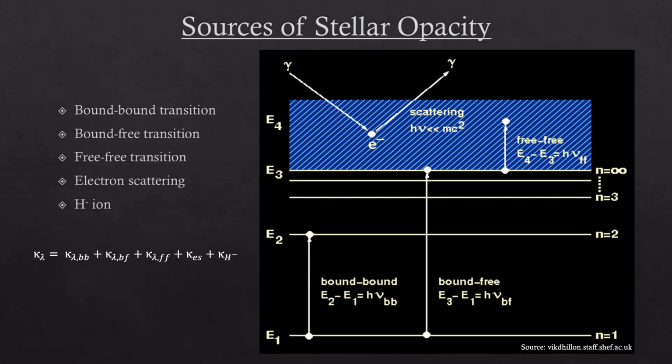And that is a little bit different because that doesn't depend on the wavelength. The cross section is the same for all wavelengths for electron scattering.